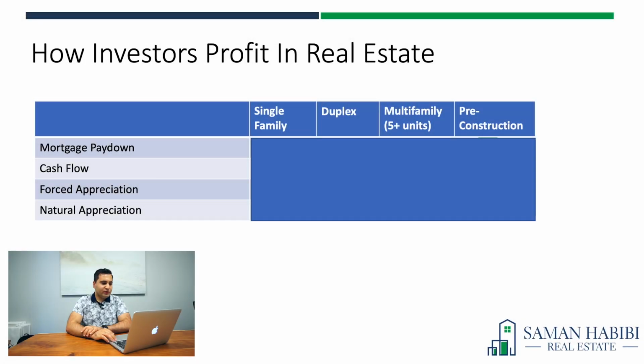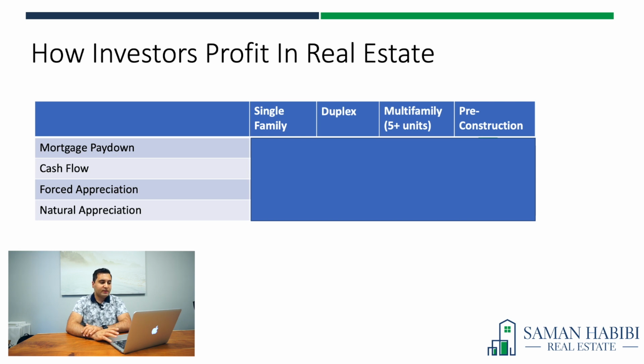All right guys, so as mentioned, today we're going to be talking about how investors make profit with real estate. So we're going to look at 4 different types of properties. If you look at the slideshow, we're going to look at single family homes, duplex homes, so these are homes with 2 units, multifamily properties, so these would be the 2-3 story apartment buildings with 5 units or more, and pre-construction properties. And the criteria that we're going to look at is mortgage paydown.